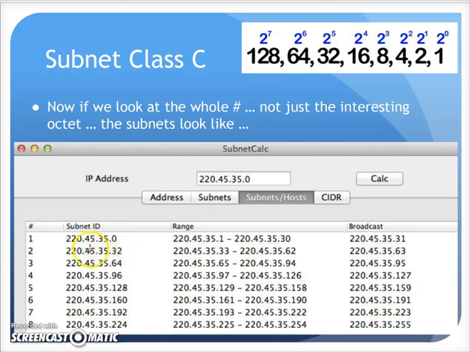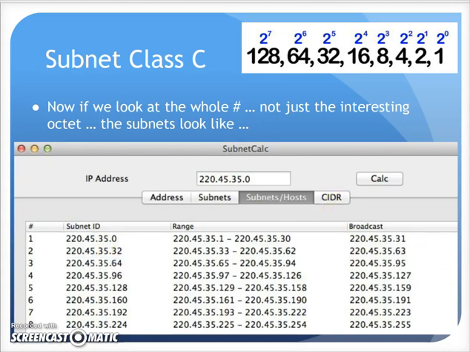220.45.35.0, 224.45.35.32, okay? So these IP addresses would be in this subnet right here. These IP addresses here would be in this subnet here, and so forth. And now I could say, okay, this subnet is going to go to the first floor of my building, this subnet is going to go to the second floor of my building, this subnet is going to go to my third floor of my building, and so forth. Or assign them by department or wing or whatever.